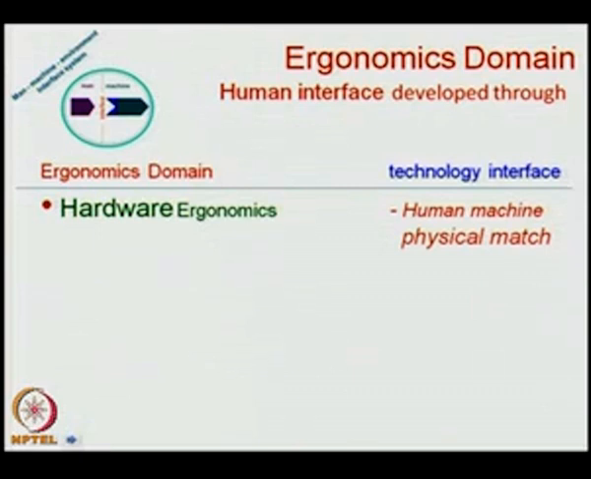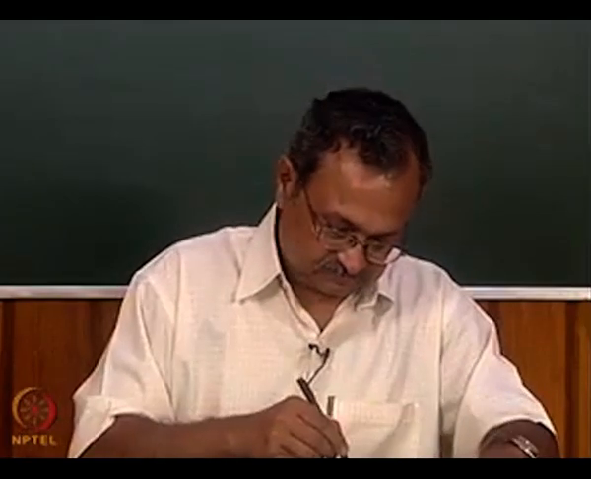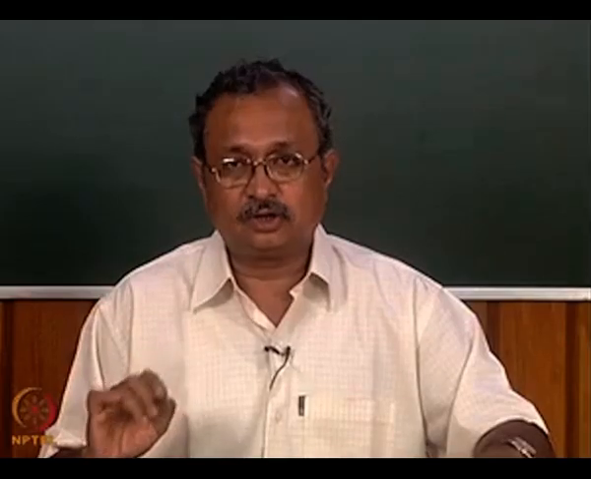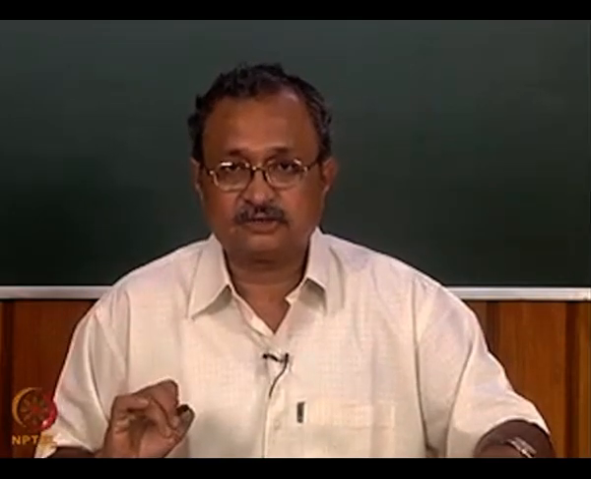Now, if we see that ergonomics has a few established domains, that is, the human interface developed through a few technology interfaces, and names were made accordingly, like hardware ergonomics. Here human machine physical match is normally studied. Next, environmental ergonomics. Here the human environment relationship is checked, that is environment means space, heat, humidity, ventilation, illumination, vibration, noise, etc., and its effect on the productivity and working.